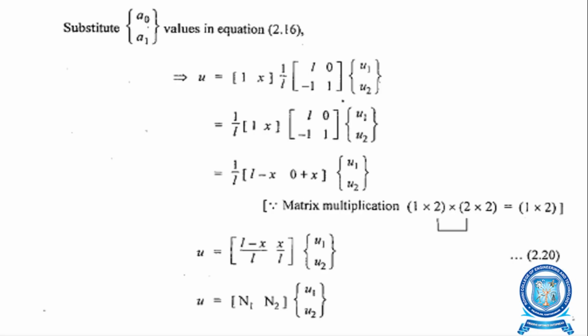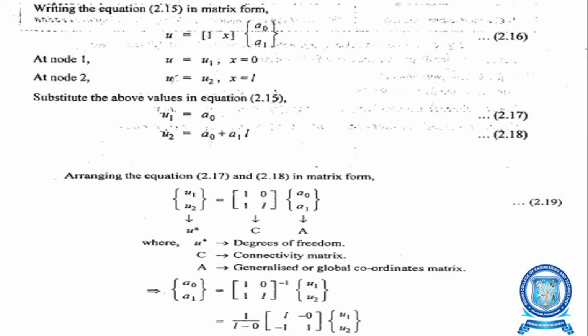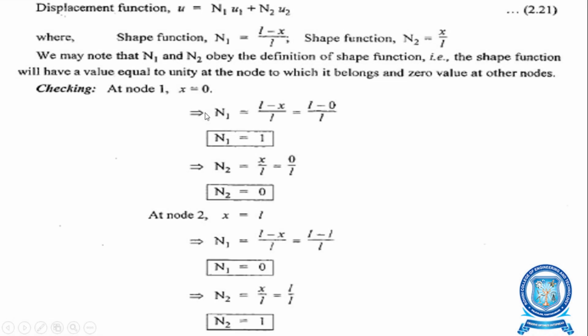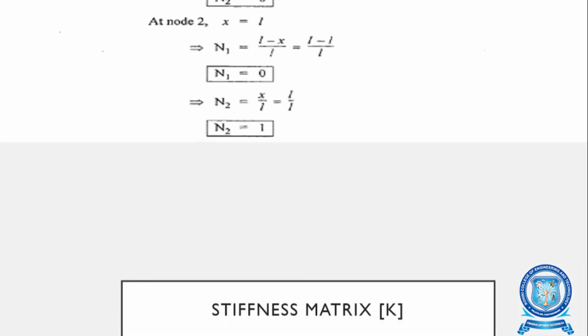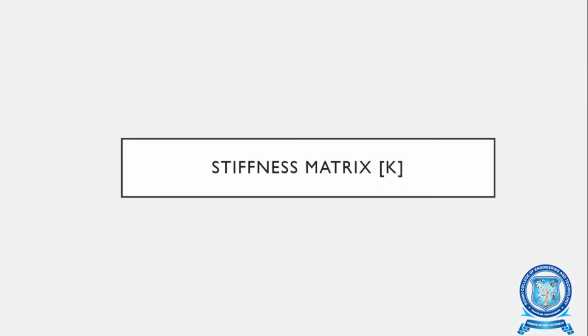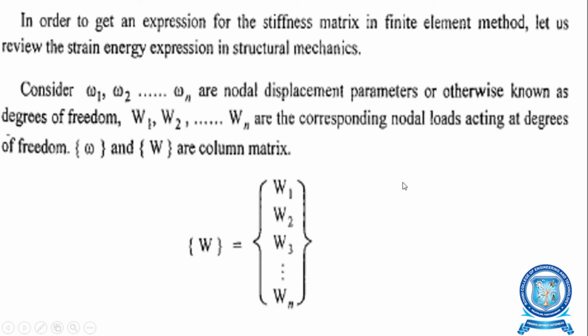Find out the stiffness matrix K. We got the displacement functions u1, u2, and the shape function values N1 and N2. Now the next topic is the stiffness matrix. In this stiffness matrix derivation, we are going to find the value of the K matrix.